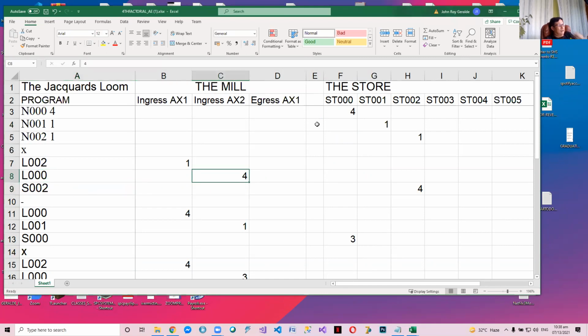S002. What is the result? 4 times 1 is 4. It will store it to 2. So nandito na ngayon yung 4. Do you follow? Because 4 times 1 is 4. Okay? Any questions so far?